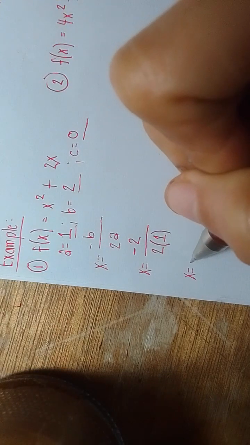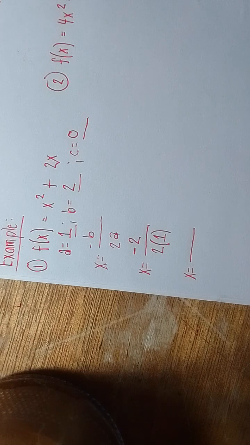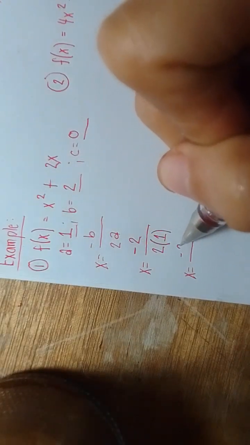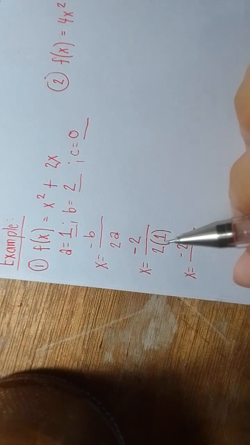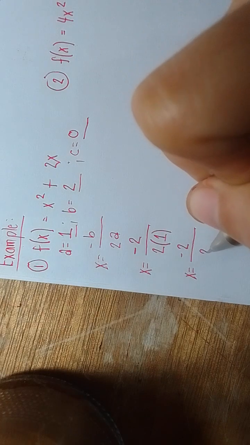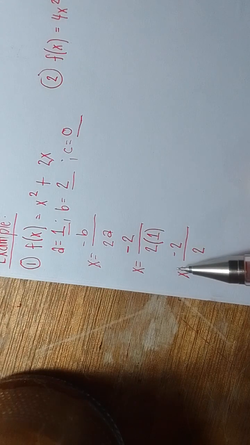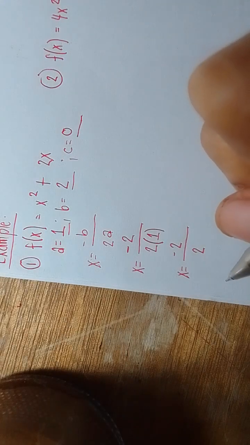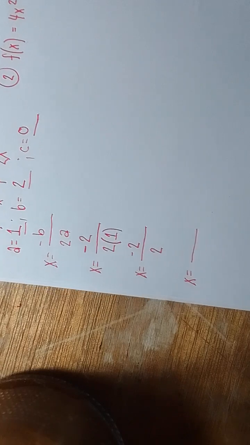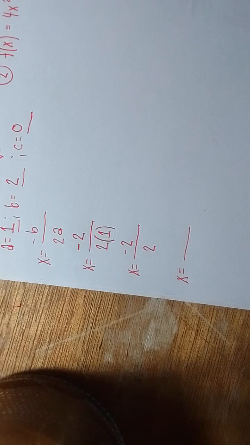Now, we will simplify. X is equal to, let us start with the numerator. In the numerator we have negative 2. Then we do the denominator. Since we see parentheses, that means there is multiplication, so we multiply first. 2 multiplied by 1. The product is 2. 2 times 1 is 2. So, what remains is negative 2 over 2. So, we will divide. Since it divides evenly, it gives a whole number, right?